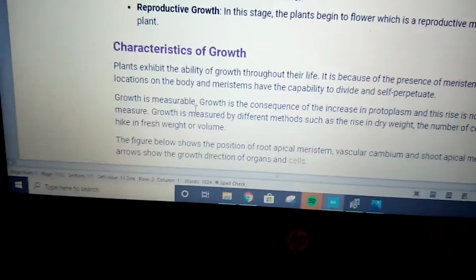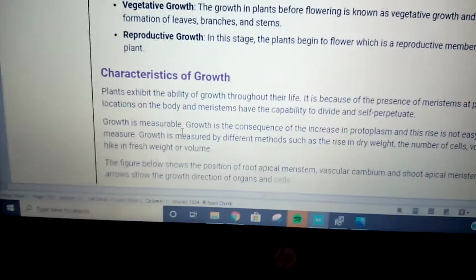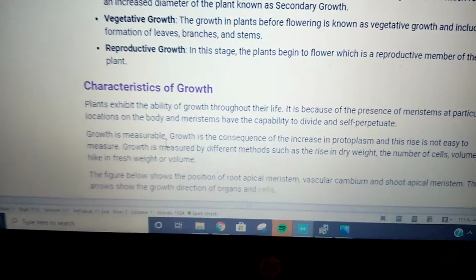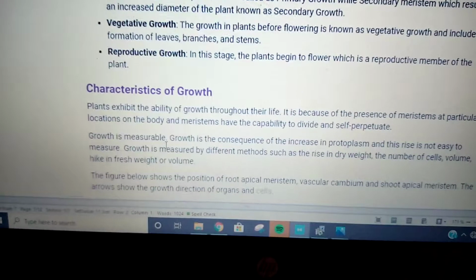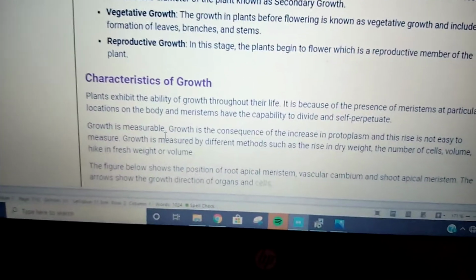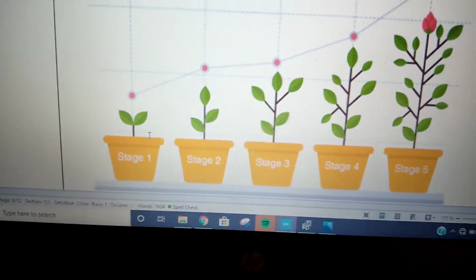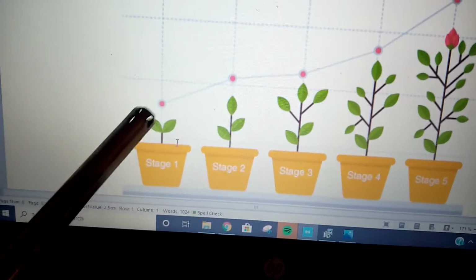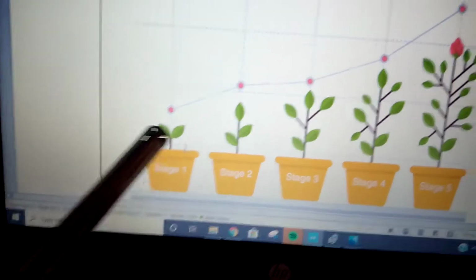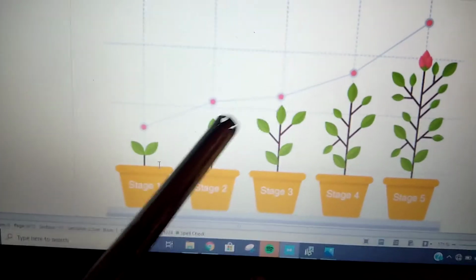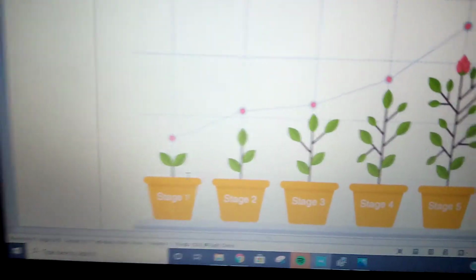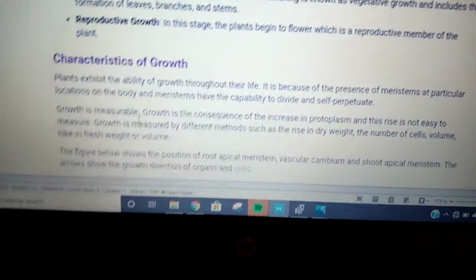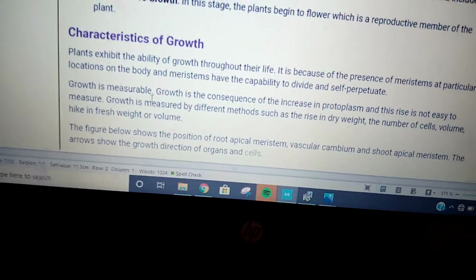The quick one, characteristics of growth. Growth, like I said, is a lifetime thing. We continue to grow throughout our lifetime. Again, growth is measurable. You can measure it. When you plant a seed, it's becoming bigger and bigger, and the increase in height can be measured. So that's what we mean by growth is measurable.